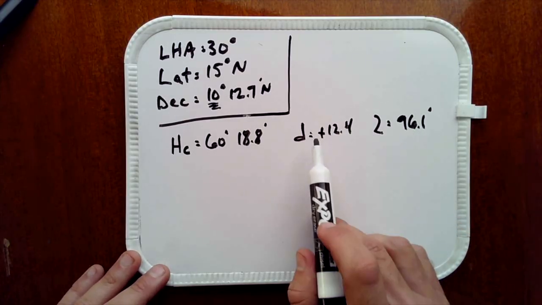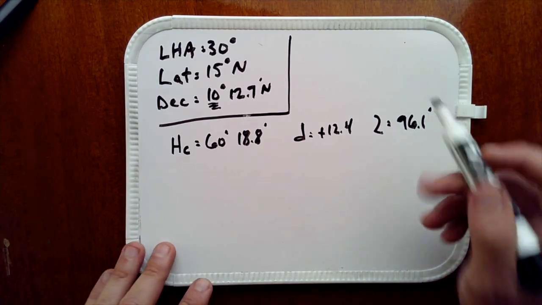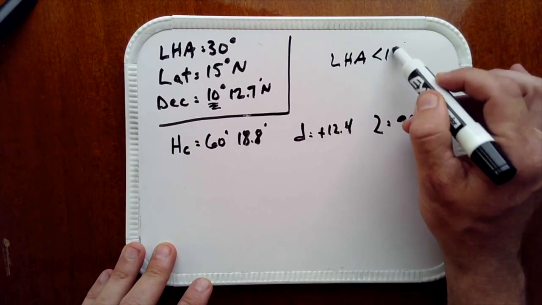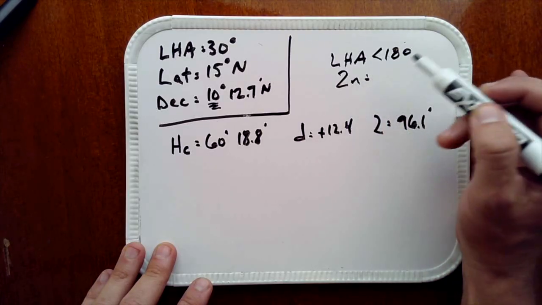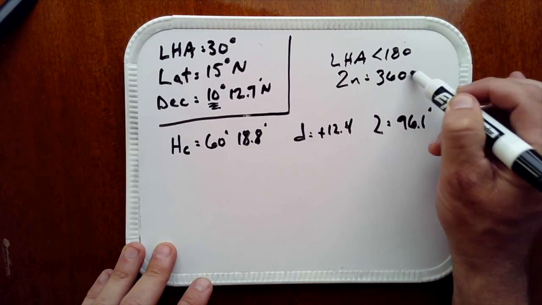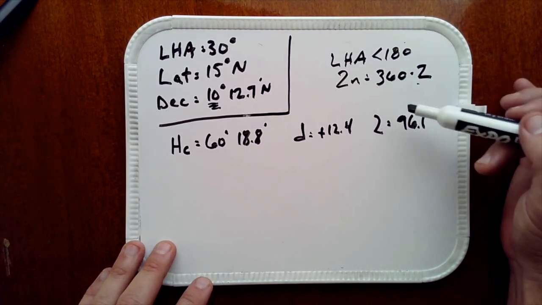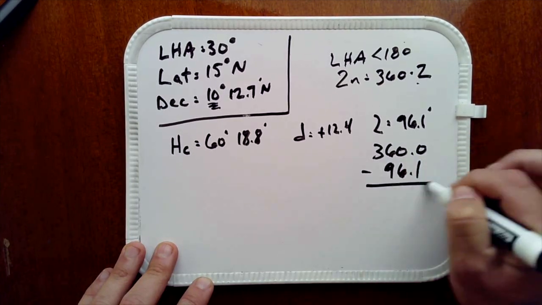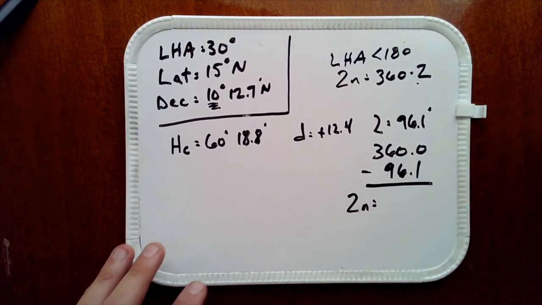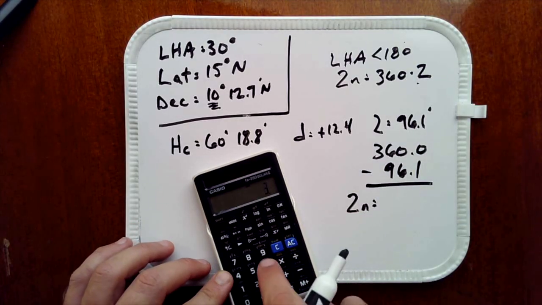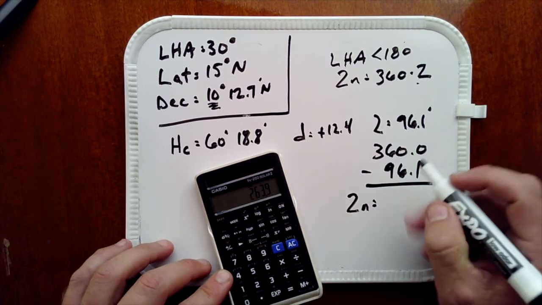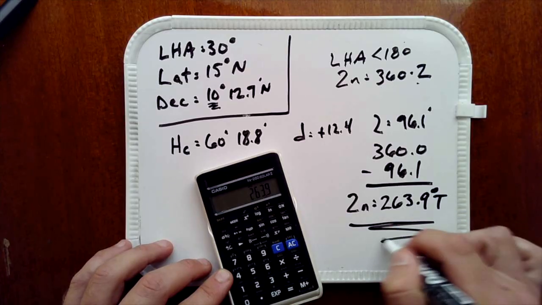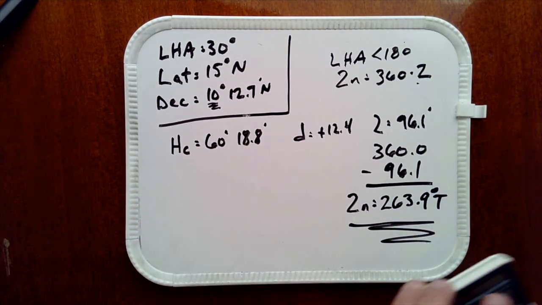So in the northern hemisphere, the LHA rules say that if LHA is less than 180, then your Zn is equal to 360 minus Z. So this is a pretty easy one. In essence, all we need to do is take 360 minus 96.1, and we can get our true Zn, or azimuth. So we can use a calculator for that one and say 360 minus 96.1 equals 263.9 degrees true. So that's what we're actually going to plot in the next step of the celestial process.